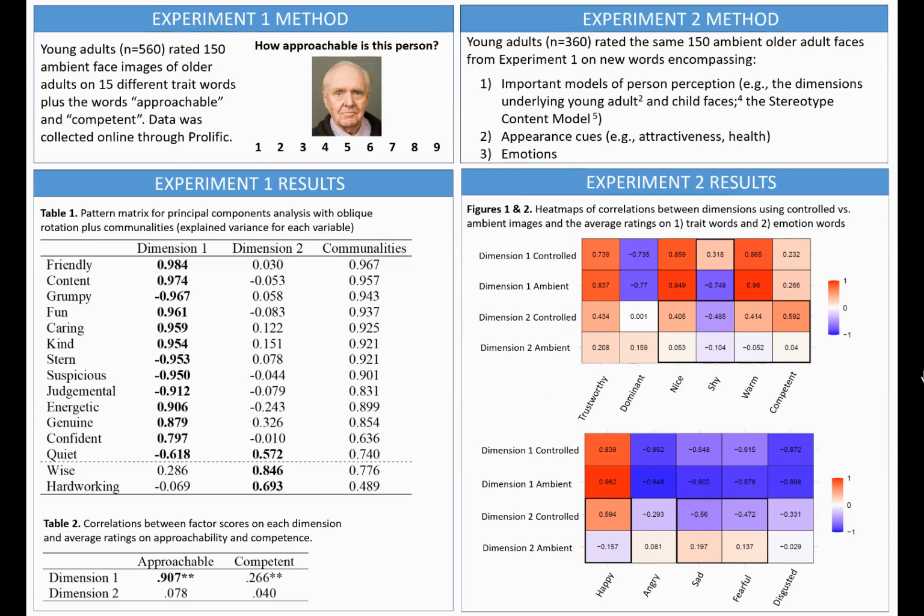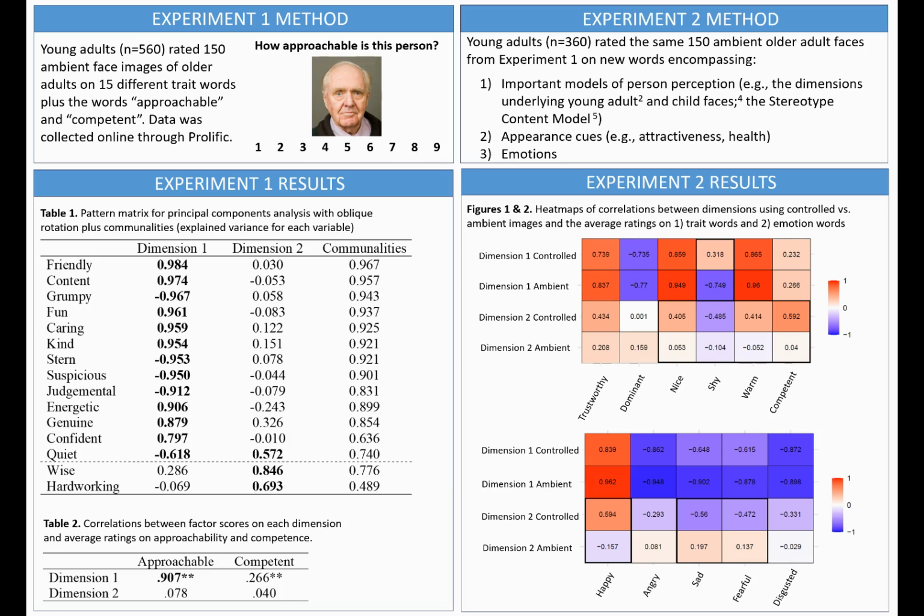In experiment 1, we had 560 young adult participants, and they rated a set of 150 ambient older adult faces on 15 different trait words, plus the words approachable and competent. We then ran a PCA analysis on the average ratings for each trait.